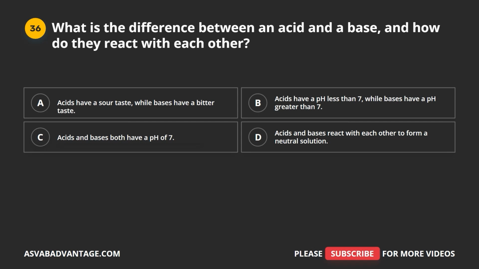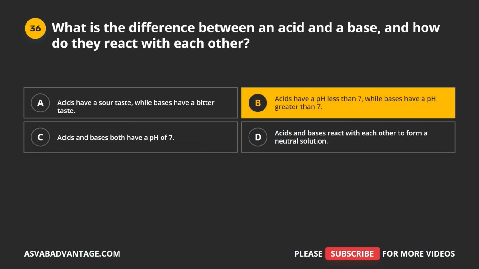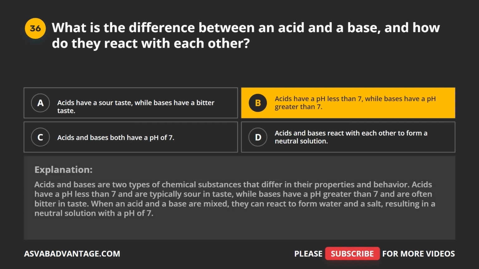The correct answer is B. Acids have a pH less than 7, while bases have a pH greater than 7. Acids and bases are two types of chemical substances that differ in their properties and behavior.